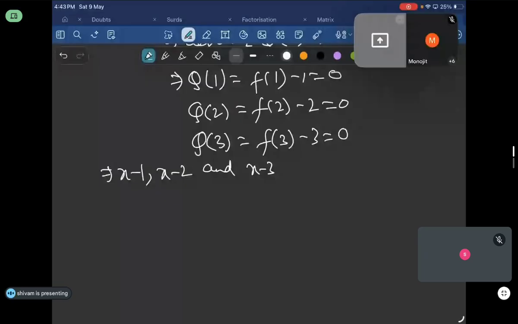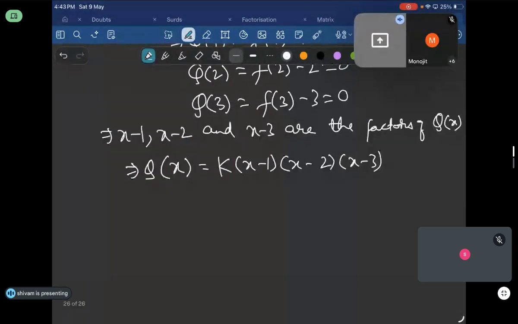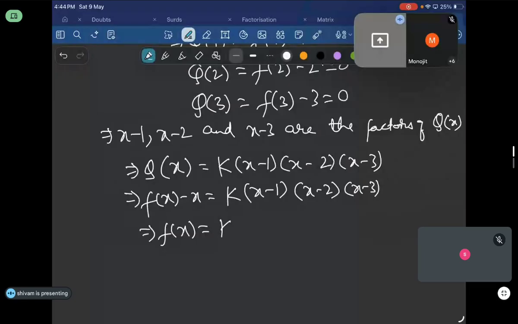This implies q of x is equal to k into x minus 1 into x minus 2 into x minus 3. Okay. And what have we taken for q of x? Q of x is f of x minus x. So f of x minus x will be equal to k into x minus 1 into x minus 2 into x minus 3. This implies f of x will be equal to k into x minus 1 into x minus 2 into x minus 3 plus x. Right. So see, this step was very important, creating the polynomial f of x.